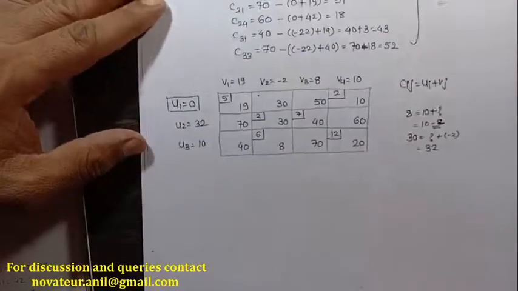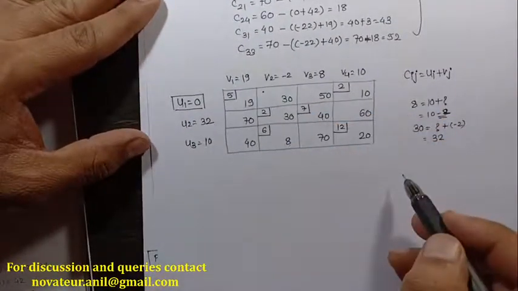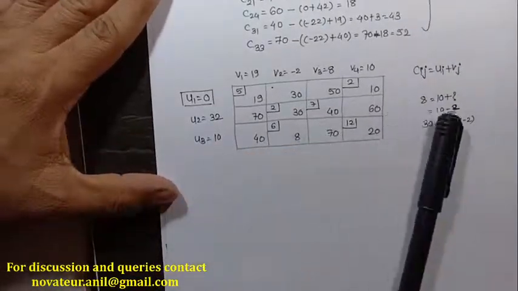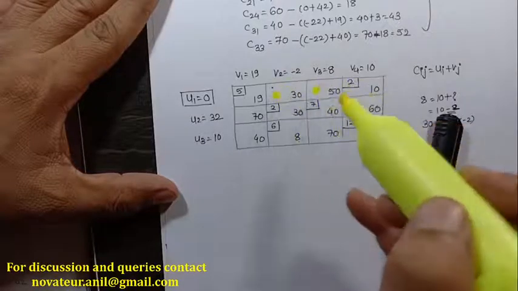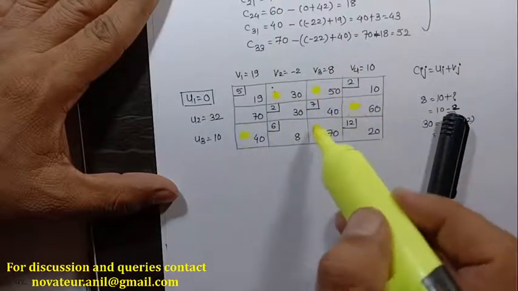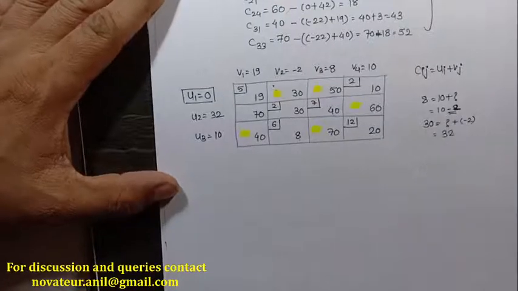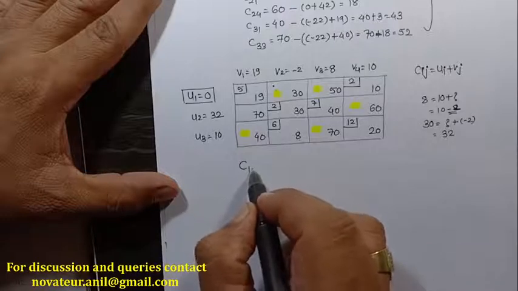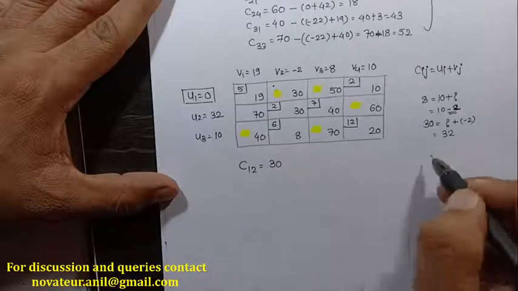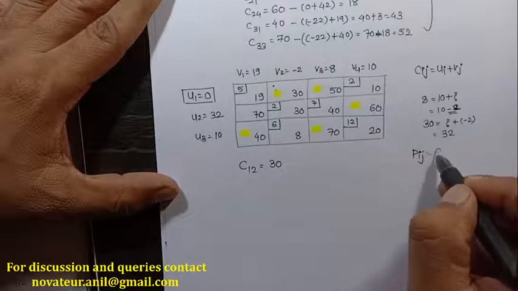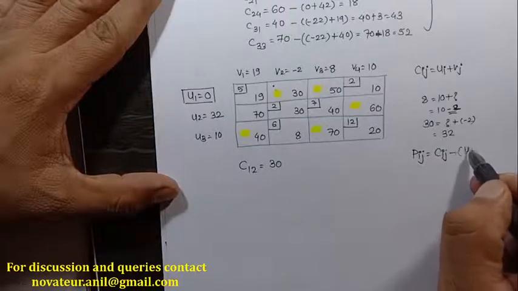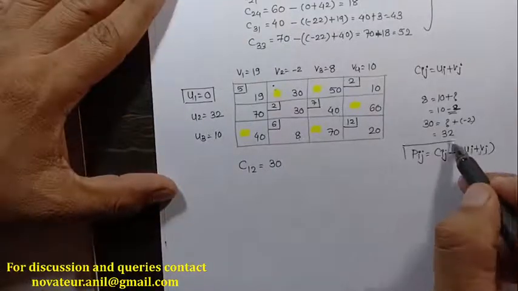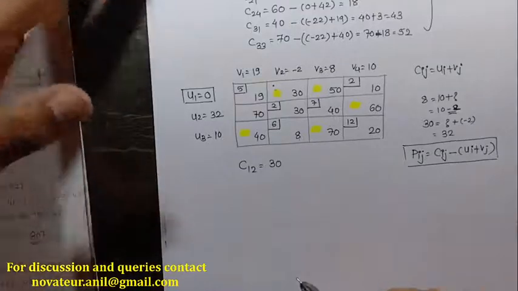So I'll perform the operations for this. The occupied cells are done. So I'm going to perform operations on unoccupied cells. Which are the unoccupied cells? This one, here, here and here. 6, right? So unoccupied cell C12, value of that is 30. I'll write the formula. Pij is equal to Cij minus Ui plus Vj. Okay, I'm going to use this formula for this particular step.